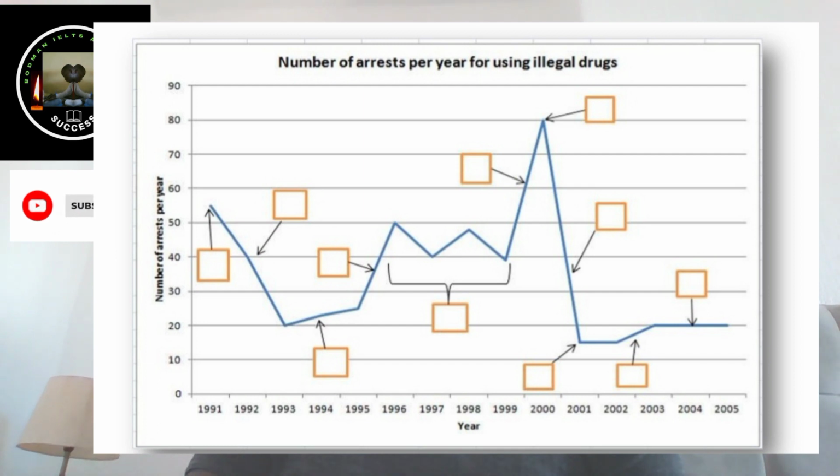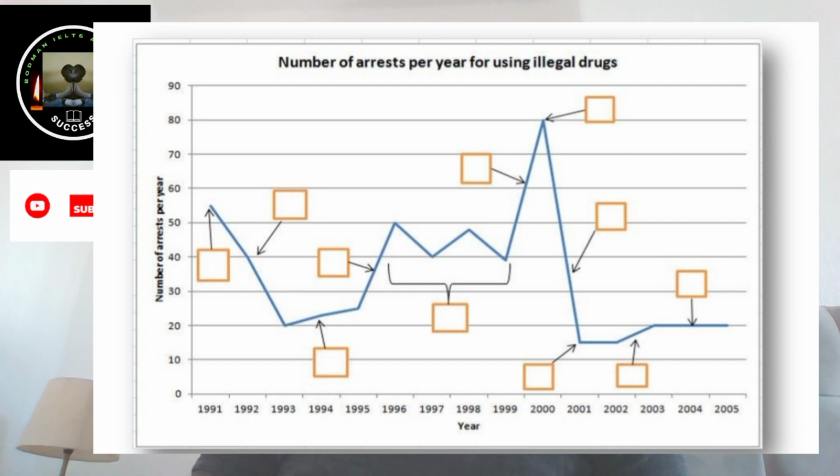And then the next thing is fluctuate. When you see on a graph just a fluctuation, with no big increase and no big decrease, it just fluctuated for some time, like a zigzag. You use "the number fluctuates between" and quote the year where that fluctuation started and where it ended. You can say the number fluctuates between 1996 and 1999.